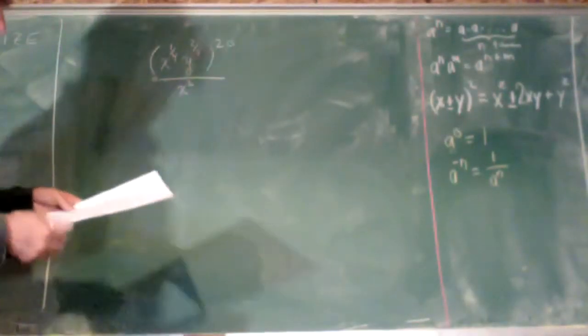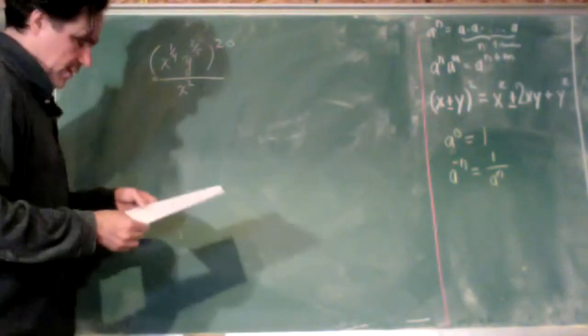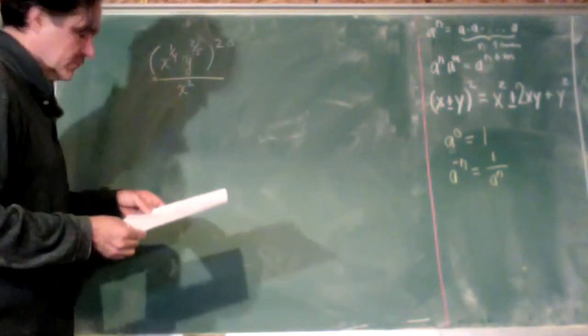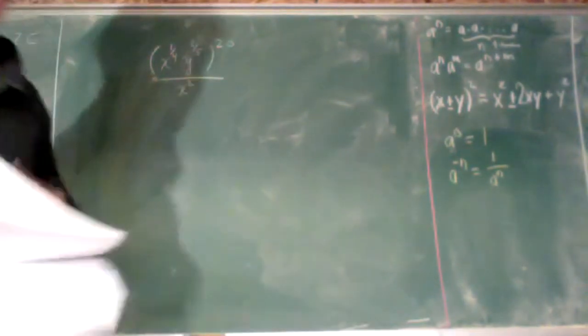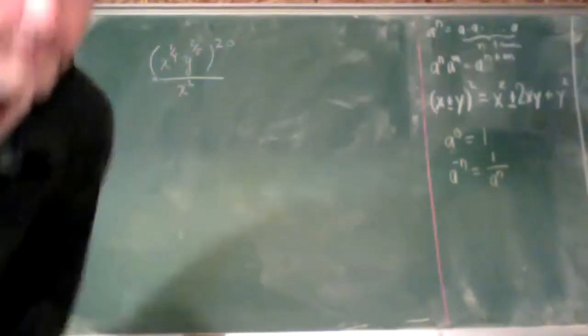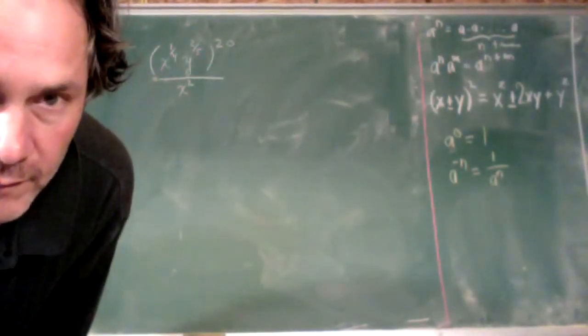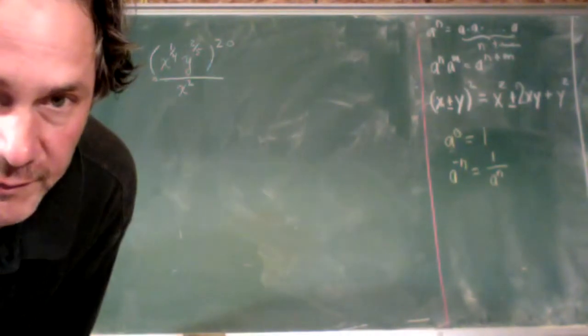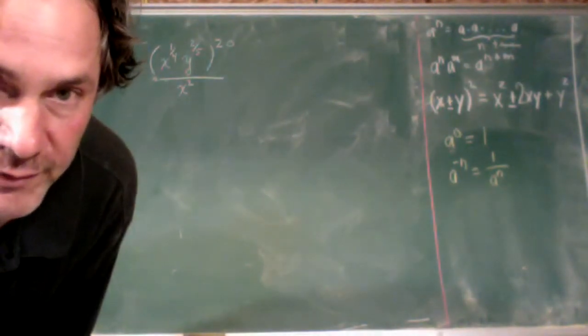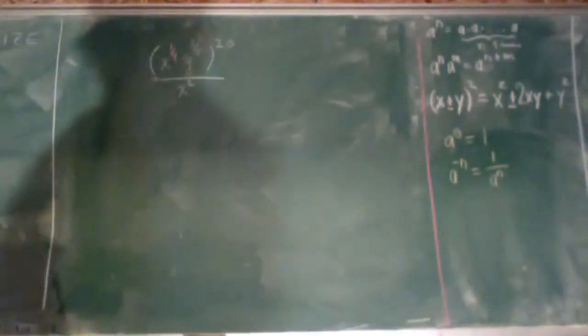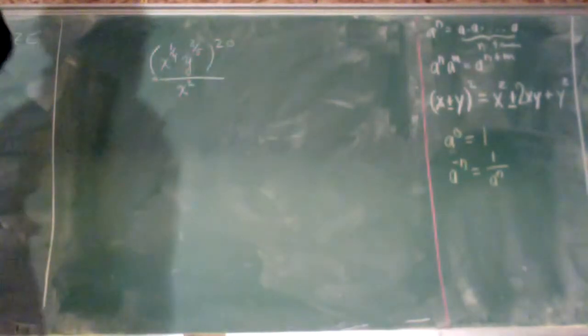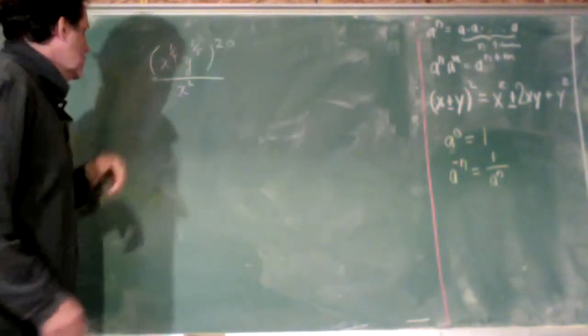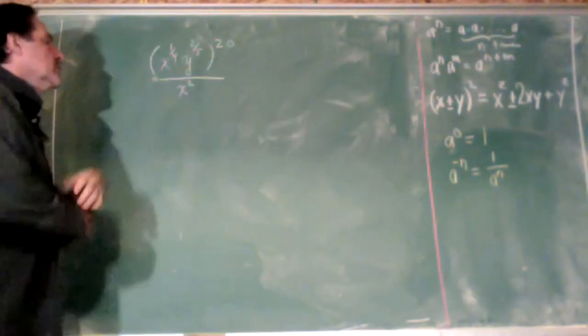Question 10 asks us to perform the indicated operation. Assume all variables represent positive real numbers. Sorry, just checking that the board is legible. Yeah. X to the 1/4, y to the 2/5, quantity to the 20th, all over x squared.